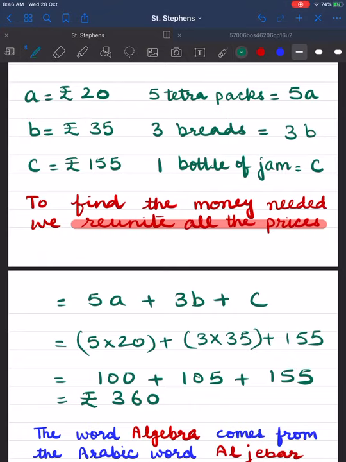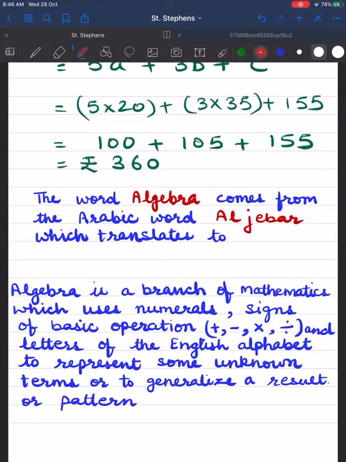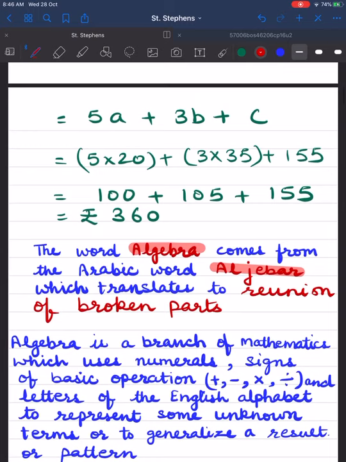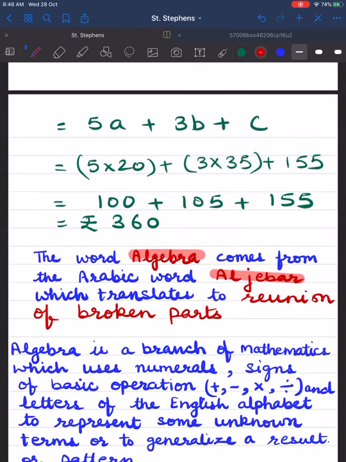Now, the word algebra comes from the Arabic word algebr, which translates to reunion of broken parts. As we have seen in the above example, when we reunited all the prices.